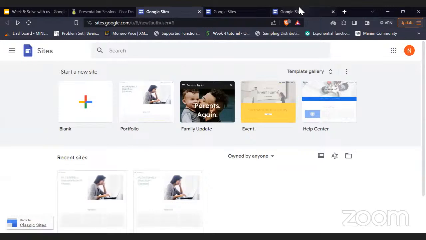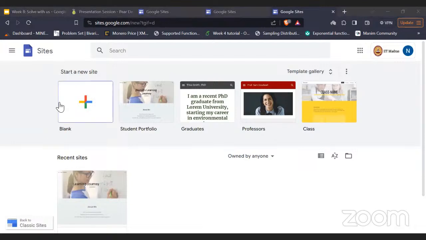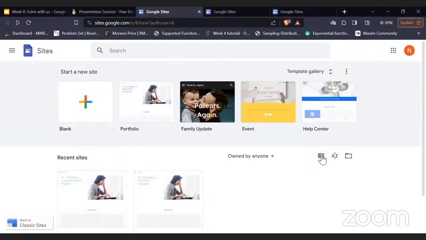So I'm not getting the option of student portfolio. Since this one I'm using is the study.iitm domain, I'm getting the option for student portfolio. But if I want to create the portfolio using the personal ID, I don't get the option to create using student portfolio.